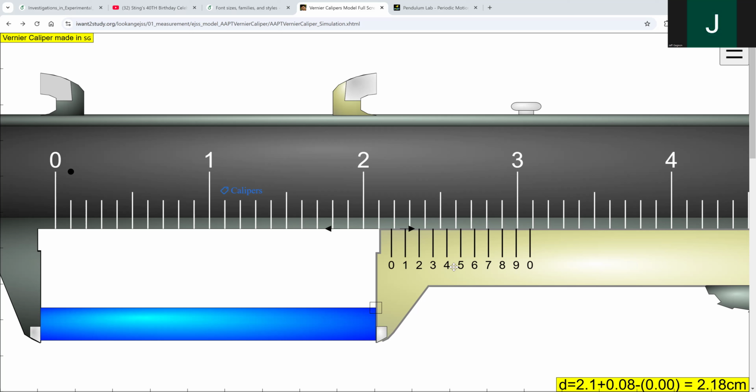All right, let's do a couple more. Let's say this was your measurement right here. No, it's not moving. Hold on a second.